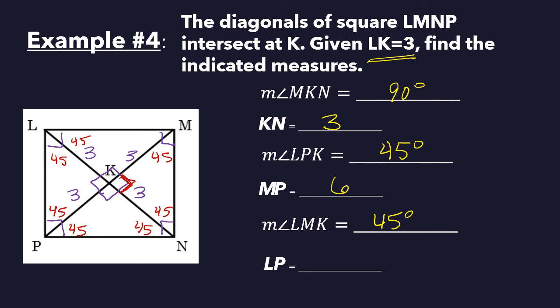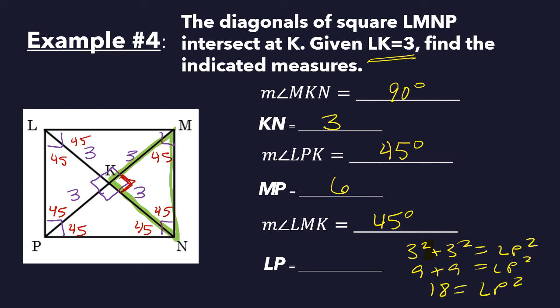If you take one of these triangles here, it doesn't matter because they're all 4 congruent, we take my leg squared plus my other leg squared, and it equals my hypotenuse squared. So 9 plus 9 equals LP squared. So this is going to be the square root of 18, which is 9 times 2, and you're going to get 3 radical 2.